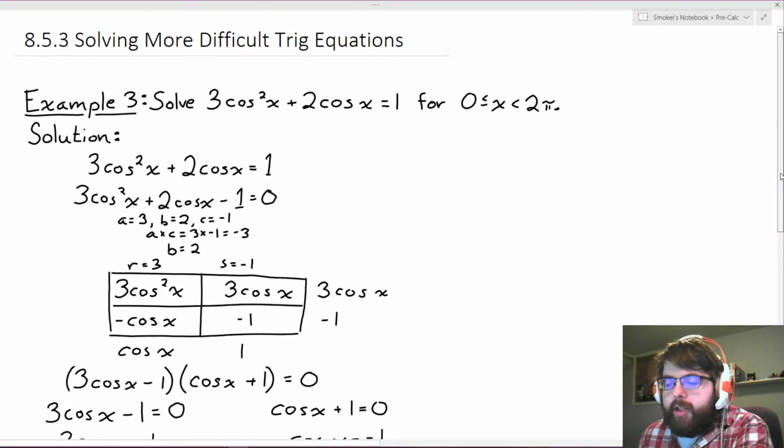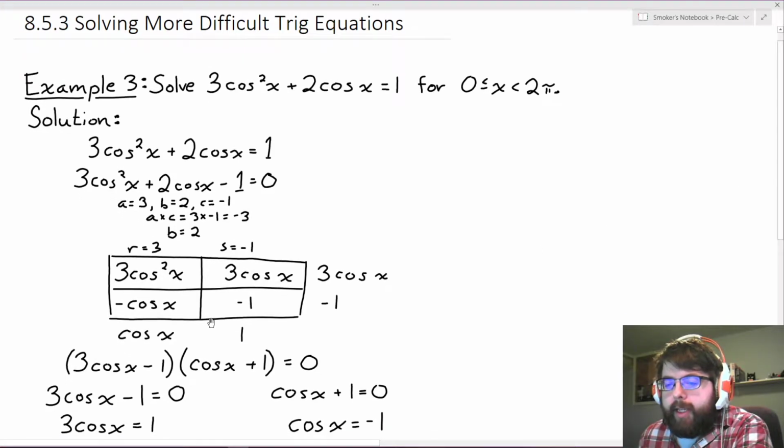So our two branches now are setting each of these equal to 0. 3 cosine x minus 1 is equal to 0. Cosine x plus 1 is equal to 0. All right, solving each of these, first we're going to solve for cosine x. So we want to get cosine x by itself. That's pretty easy to do on the right side.